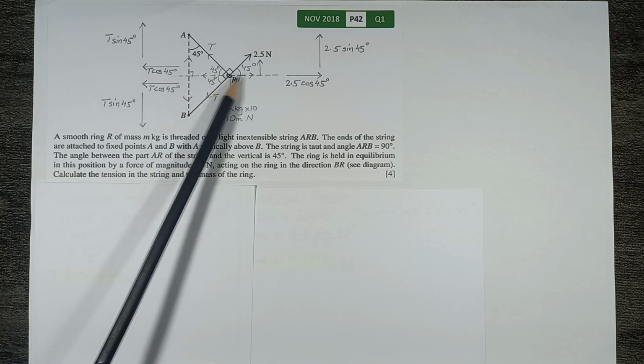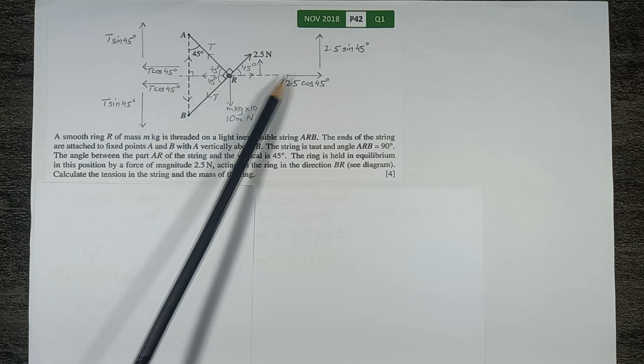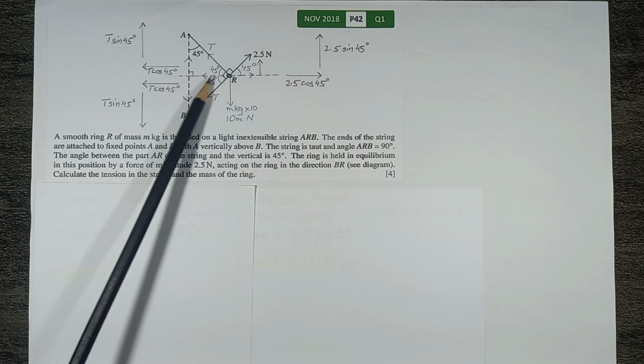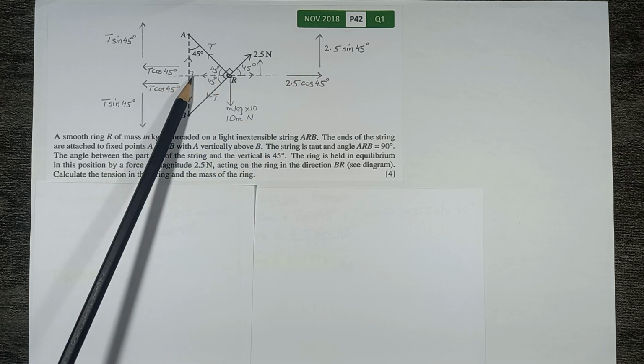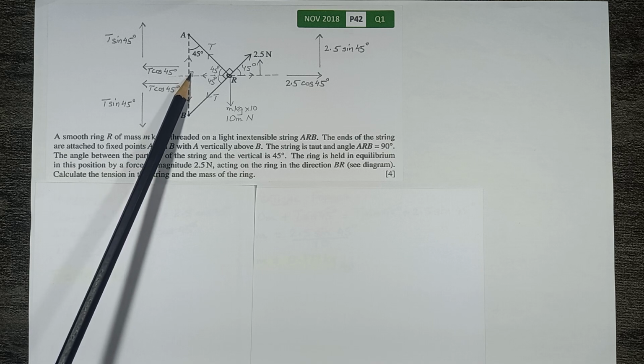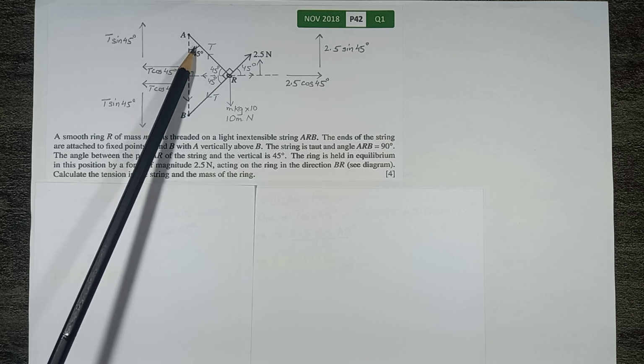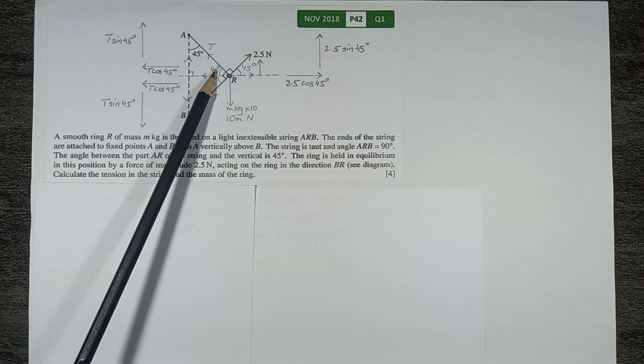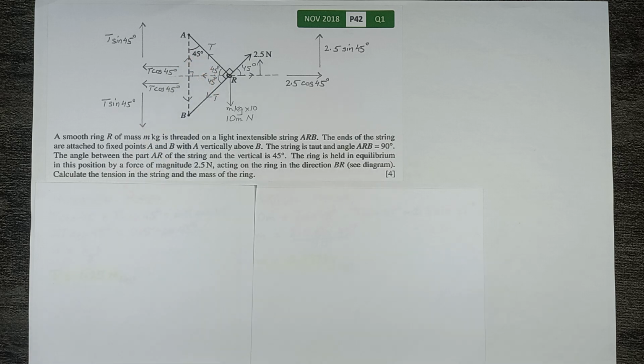For example, if we draw a horizontal line here, that means this would be 90, and when this is 90 and this is 45, just add them up and subtract from 180, and this will also be 45 degrees.